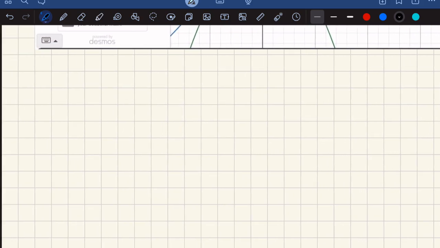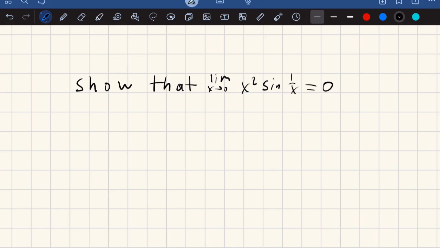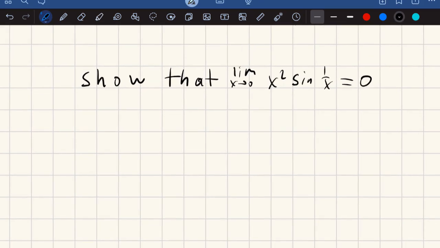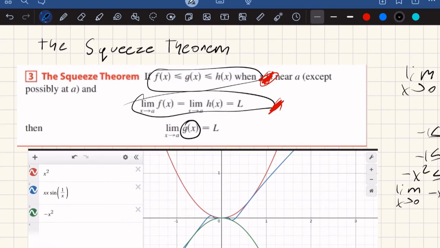I'll just do it. So our question is going to be, show that the limit as x approaches 0 of x squared sine of 1 over x equals 0. To use the squeeze theorem, we need our two conditions to be true. This one and this one.